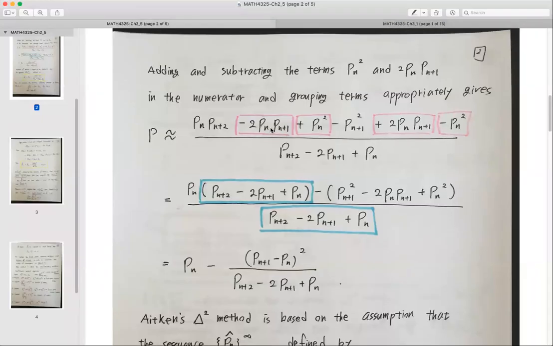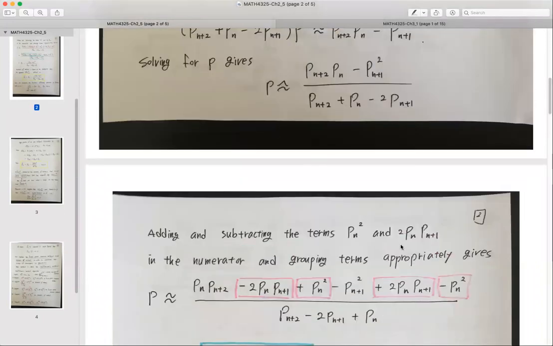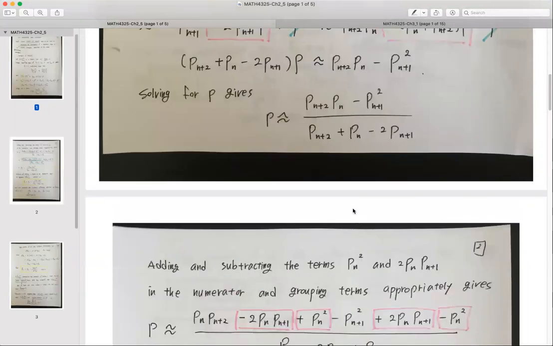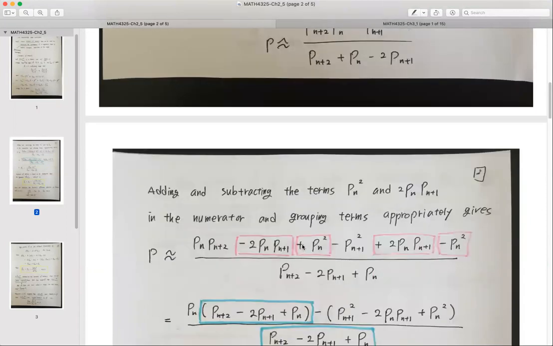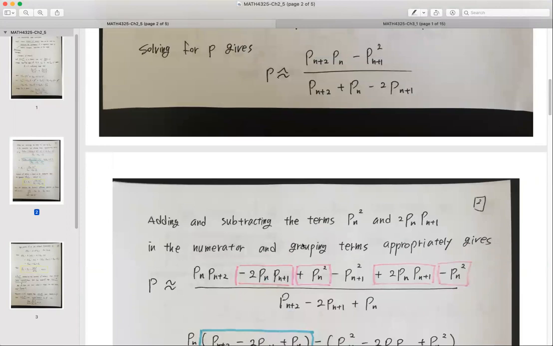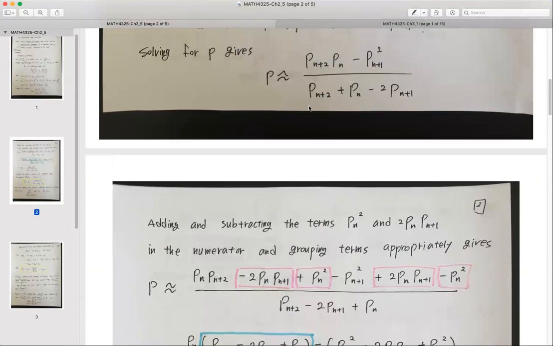All right, so now we're going to add and subtract the terms P sub n squared and 2 times P sub n times P sub n plus 1 in the numerator, and then group terms appropriately. What does that mean? Once we get this expression, in the numerator we're going to add and subtract P sub n squared and 2 times P sub n times P sub n plus 1, like this: minus 2 times P sub n times P sub n plus 1, and then plus 2 times P sub n plus 1, and then plus P sub n squared and then minus P sub n squared.